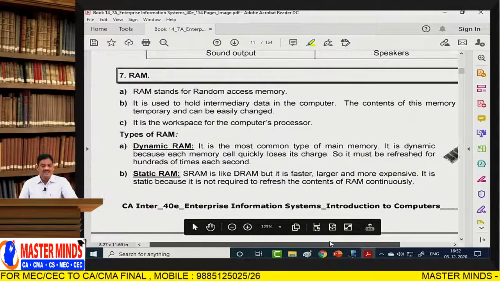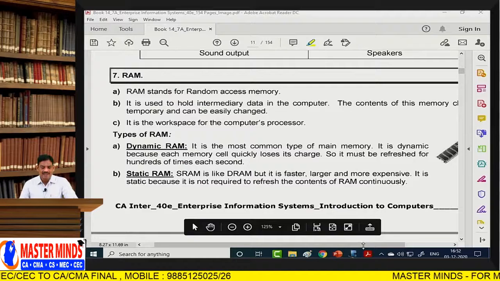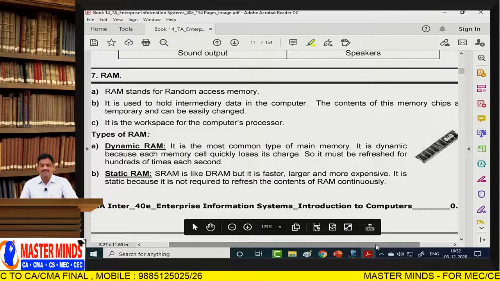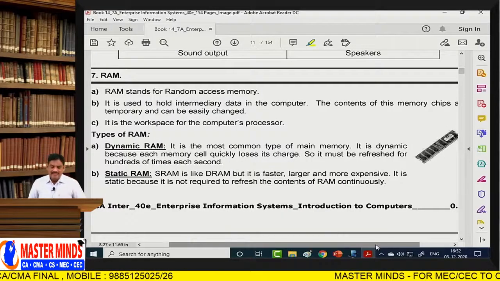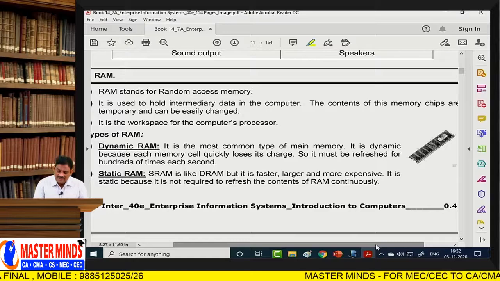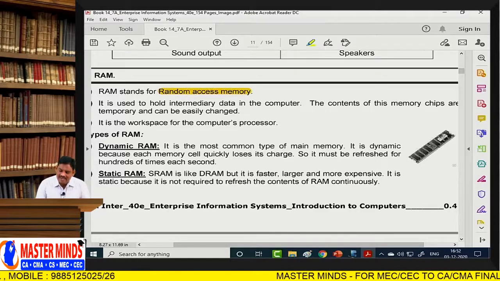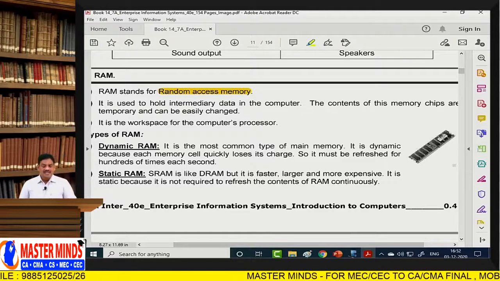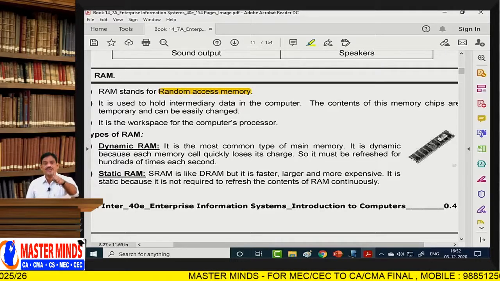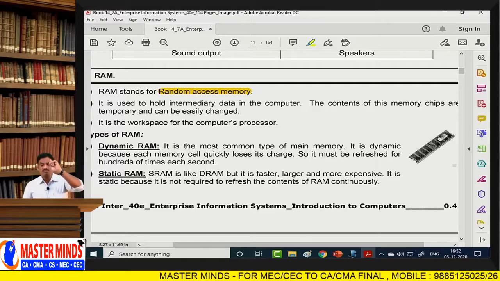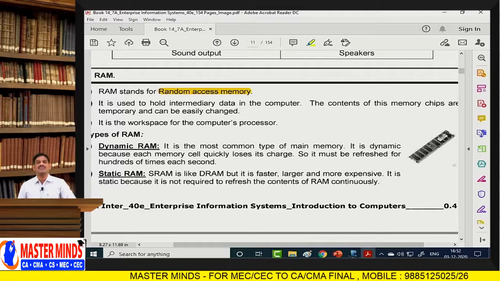Now, move on to question number 7. What is meant by random access memory? RAM stands for random access memory. I told you, if you want to execute any program, that must be stored in the main memory. Then only we can say that the program is under execution state.